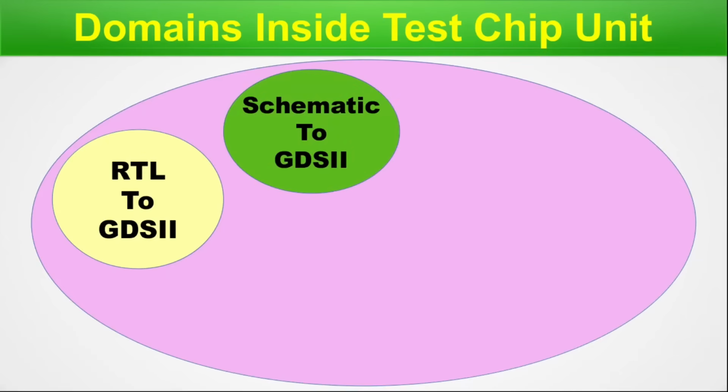Schematic to GDS2 flow is for the analog designs. Here, the designs are themselves smaller than the ASIC chips. Hence, the test chips are comparatively smaller. The test chip designs are also reused over technology node progression.